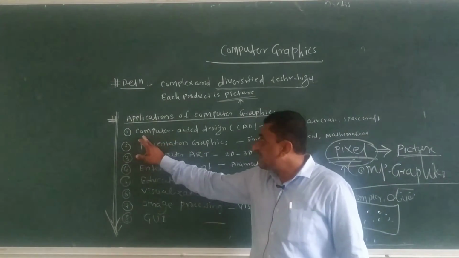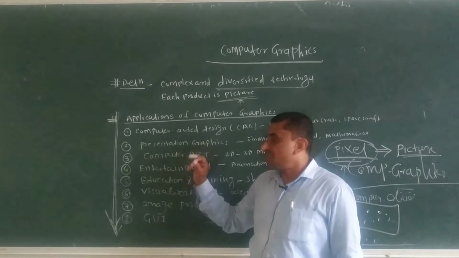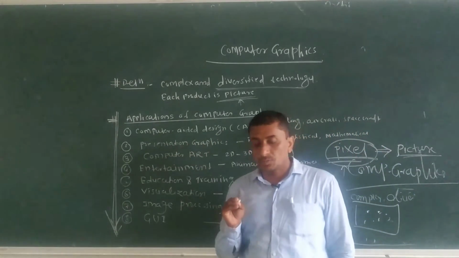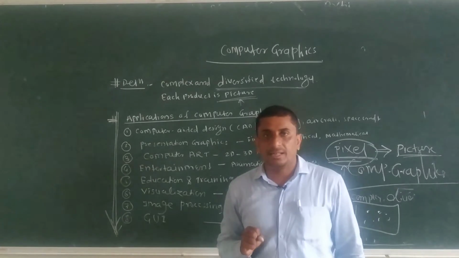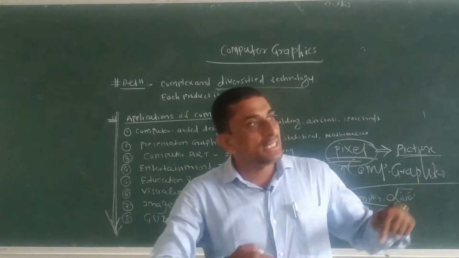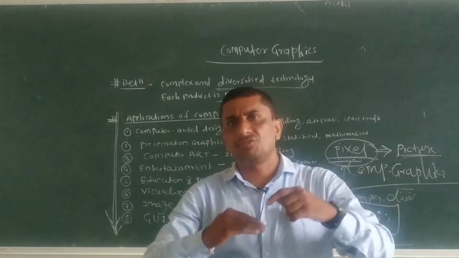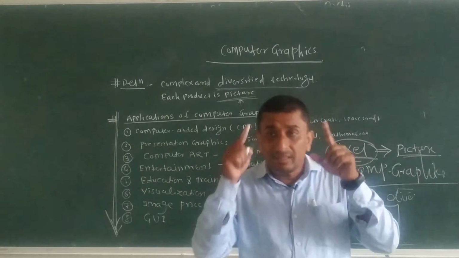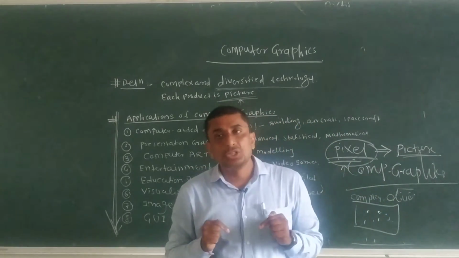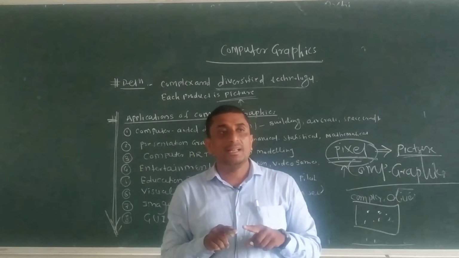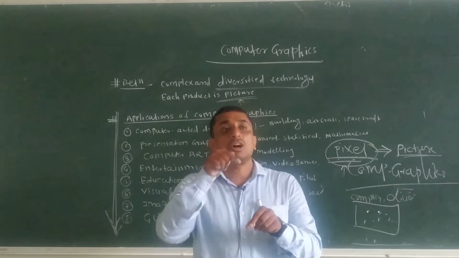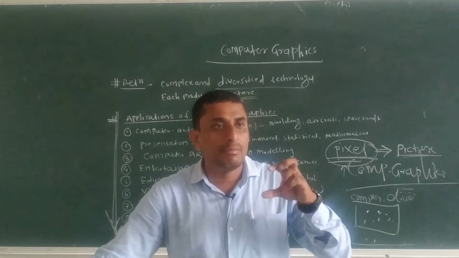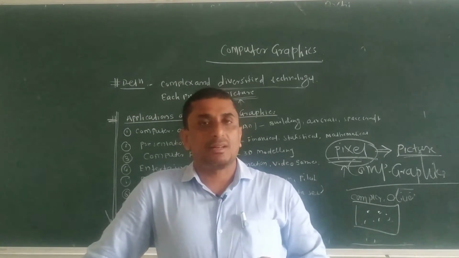The first one is computer aided design. So what exactly does computer aided design indicate? It deals with computer aided designing. Say for example, we have to design a particular building: the ground floor, first floor, second floor, third floor, and so on. To build the building, first we have to make an architecture or a rough drawing on a sheet. This is to be made by using the concept of computer graphics.